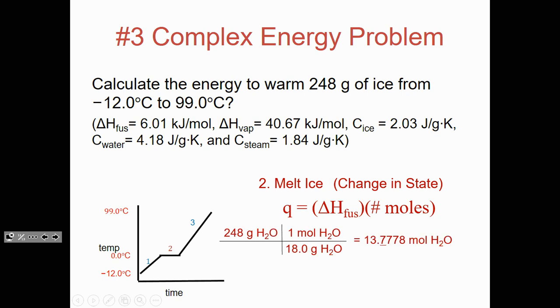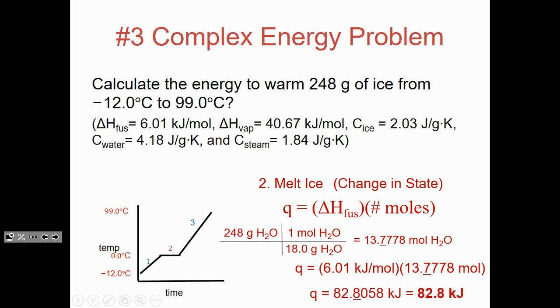Now, since we do need moles in this calculation, we had to calculate our moles again. And then from there, we can plug it into our equation to calculate Q. Positive 6.01 times 13.7778. And then rounded to 3 significant digits, we'd get 82.8 kilojoules. Notice this is kilojoules. The last one was in joules. That's a problem when we go to finish things, so don't forget that.